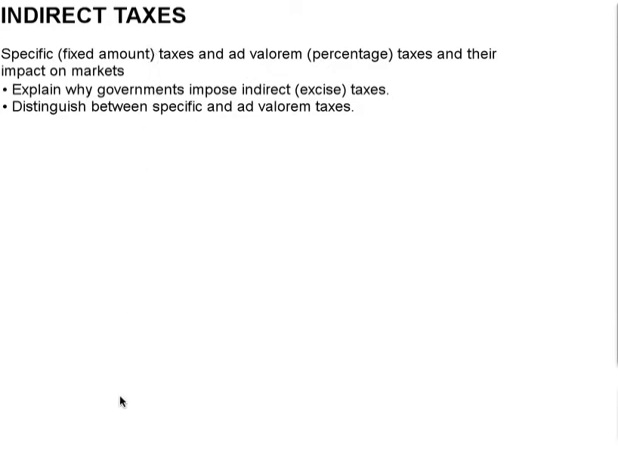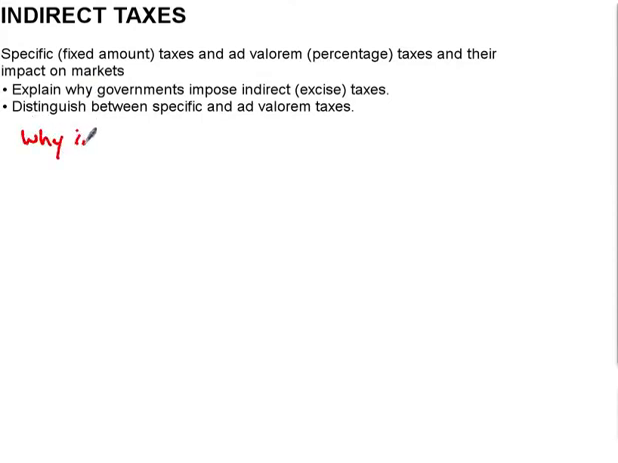Okay, so welcome back. Today we're going to be looking at indirect taxes and different types of indirect taxes. One is called a specific tax or a fixed amount tax or per unit tax, and the other is called an ad valorem or a percentage tax. We're going to be looking at why the government would impose indirect taxes, or what they call excise taxes. So if you see that on a test or anything, an excise tax is simply an indirect tax. And then we're going to distinguish between specific and ad valorem taxes. We're going to draw them out and things like that. So anyway, let's go ahead and get started and look at why a government would think about imposing.